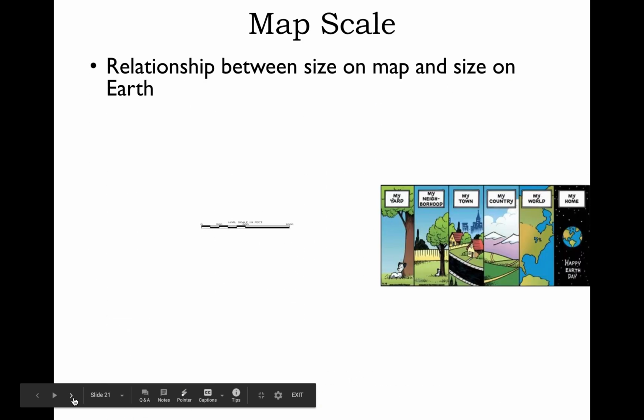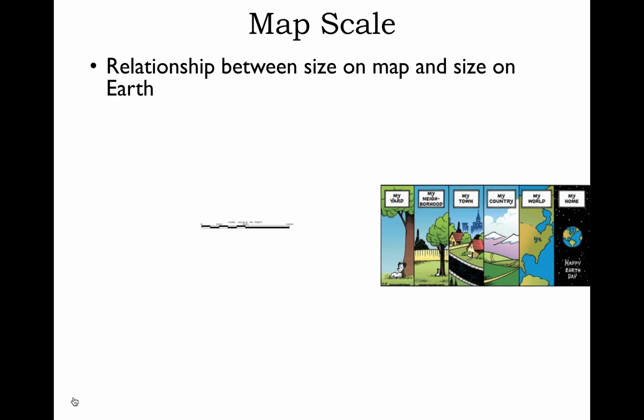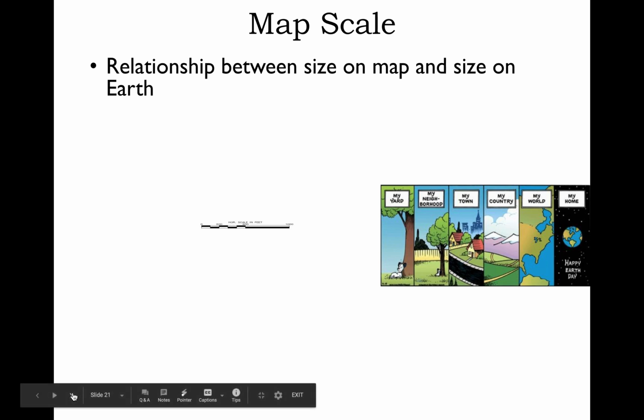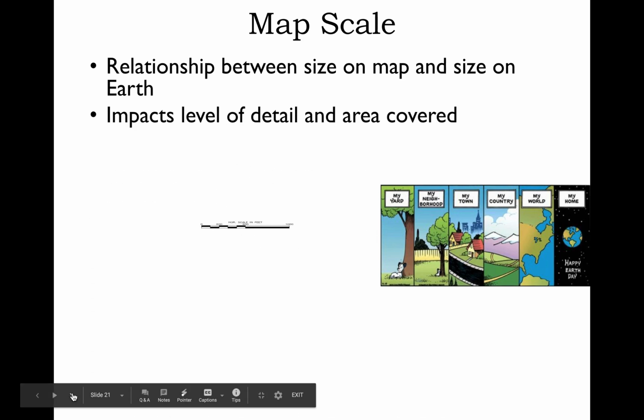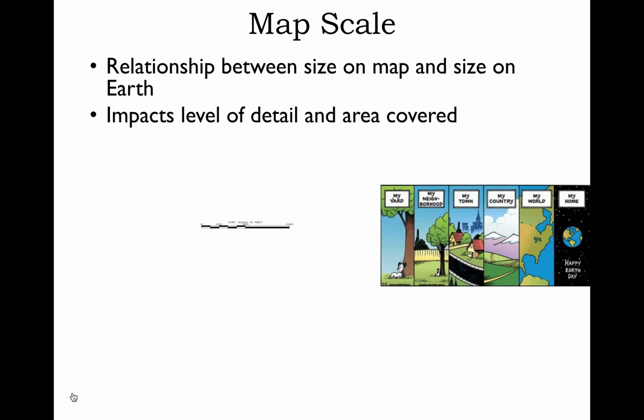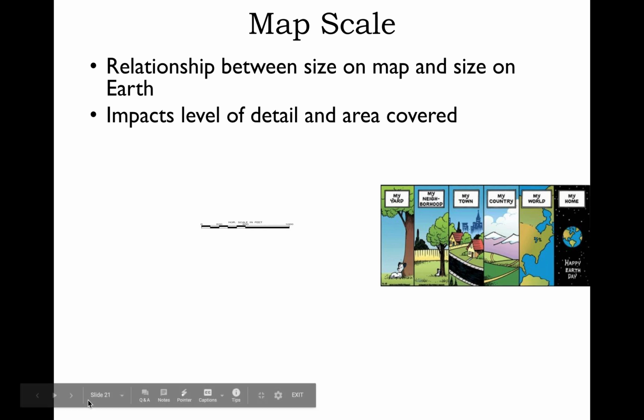A map scale is the relationship of size on a map to the size of that place or location on Earth. When we have different scales of map, it can definitely affect the detail and area covered.